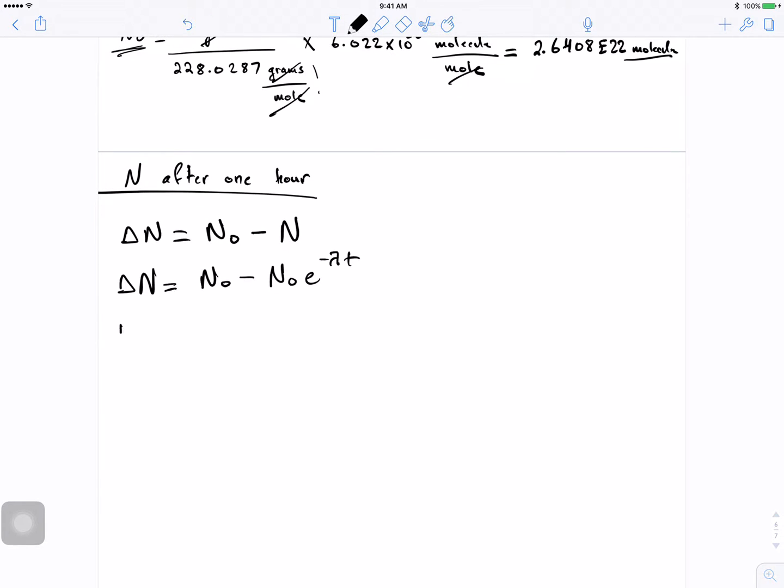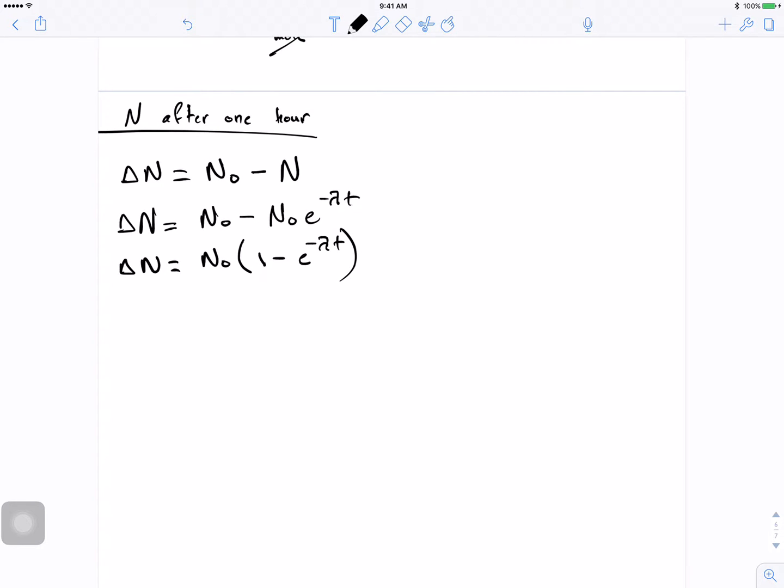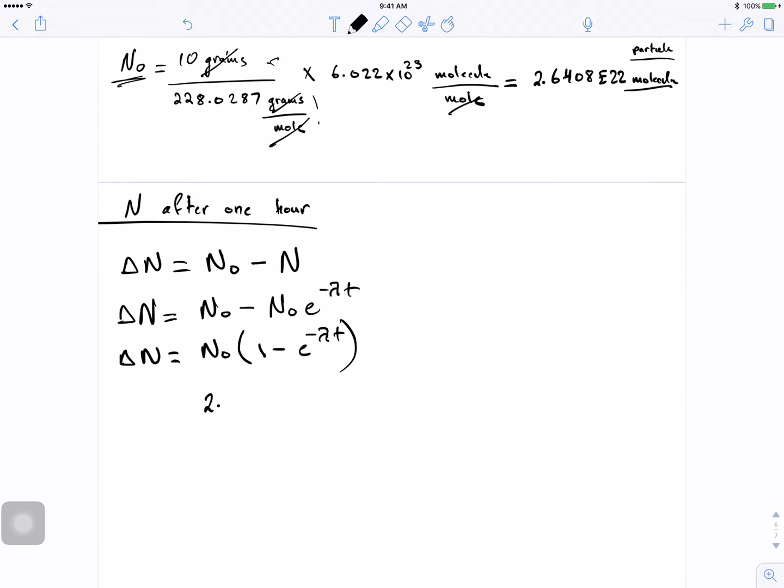So what we can do is delta N is going to be equal to N naught times 1 minus e to the negative decay constant times T. Does that kind of make sense? Where did they get these numbers from? So the N naught we have is 2.6408 e to the 22, and then times 1 minus e to the negative.